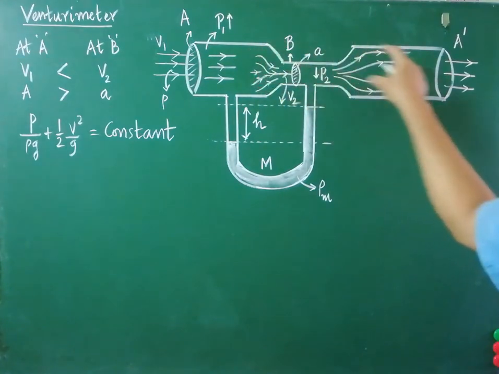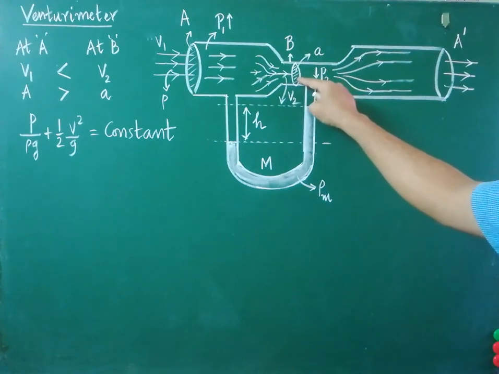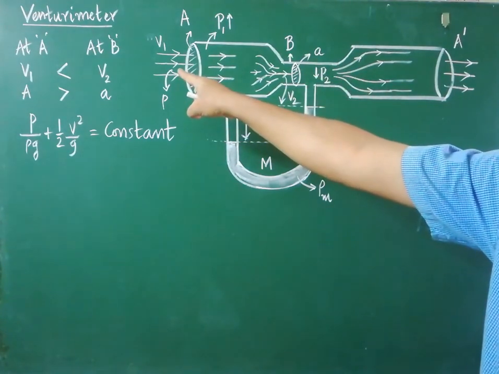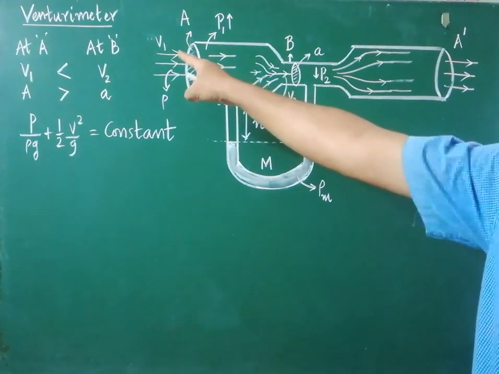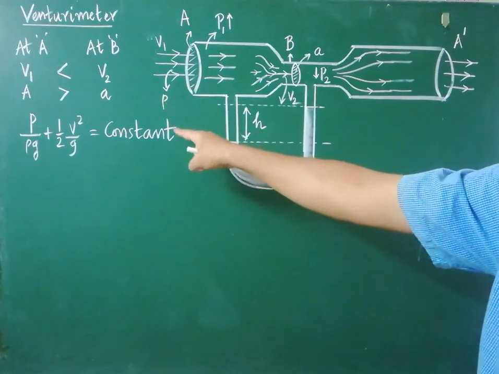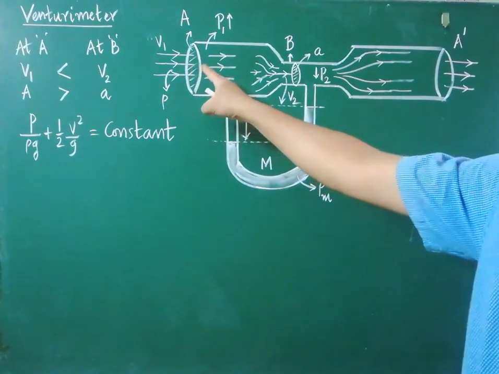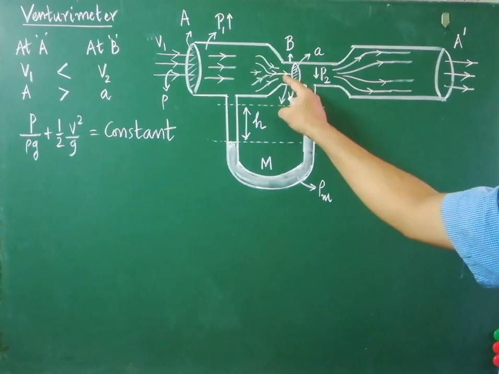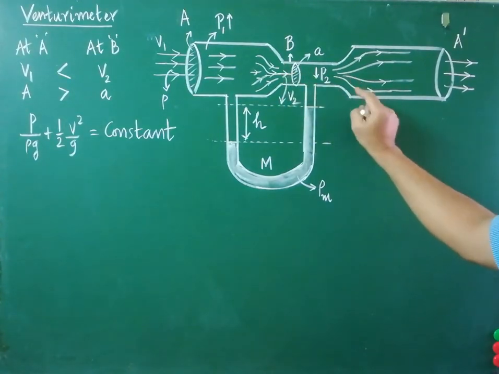This tube and this tube are both connected by a small narrow tube, within which the cross section is small a. When the liquid enters the end A, the velocity is taken as V1, and the density of the liquid is taken as rho. When the liquid comes to point B, suddenly it has to flow through the smaller cross sectional area.